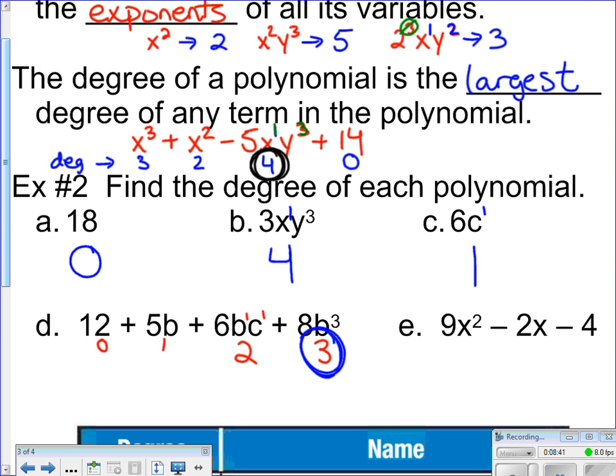And lastly, e, 2 for 9x squared, 1 for negative 2x, and 0 for negative 4. So the degree is 2. It's the largest number.